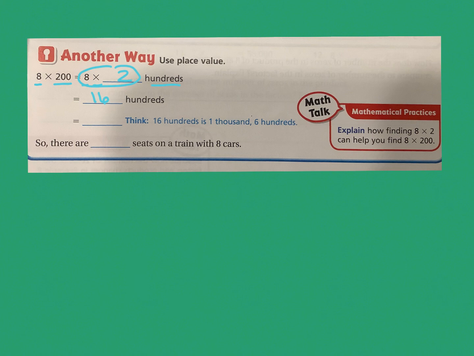And we can write 16 hundreds as 1,600. We learned in place value that we can call 16 hundreds 1,600, and we can call 1,600 16 hundreds. And we learned that in the previous chapter, so we can use that skill. 8 times 200 is 8 times 2 hundreds, which is 16 hundreds, and then we end up with 1,600. So there's 1,600 seats on the train with 8 cars.